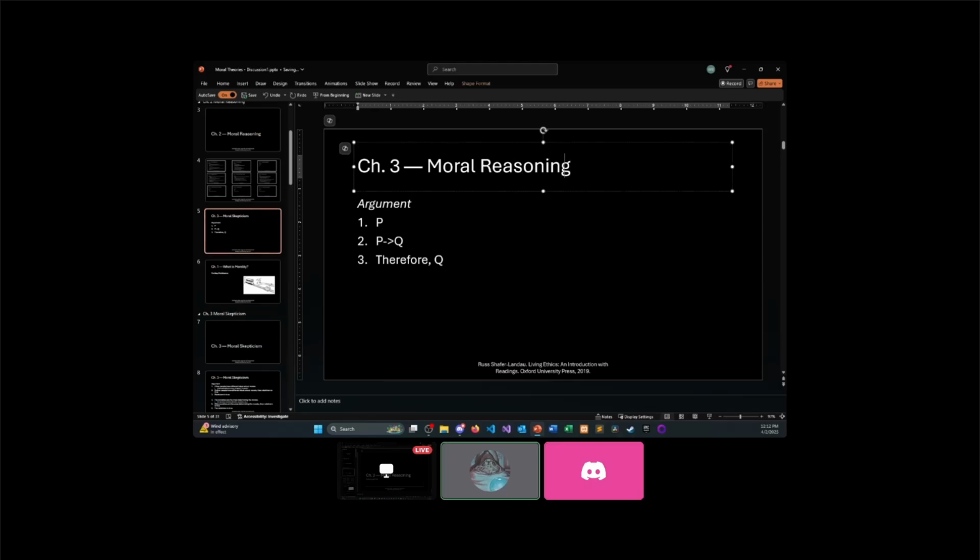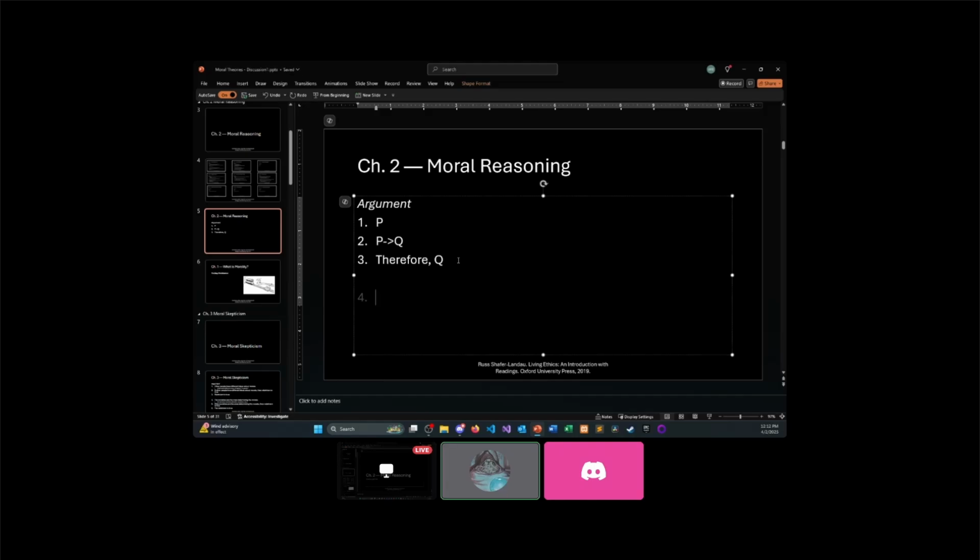So let's talk about moral reasoning, which is chapter 2. Here's the basic structure, what they call a modus ponens argument. That's an argument where you say three things. You say P, which is just some sentence, right? And then you say if P then Q, and then you say therefore Q. So you're logically deducing the third statement from one and two.